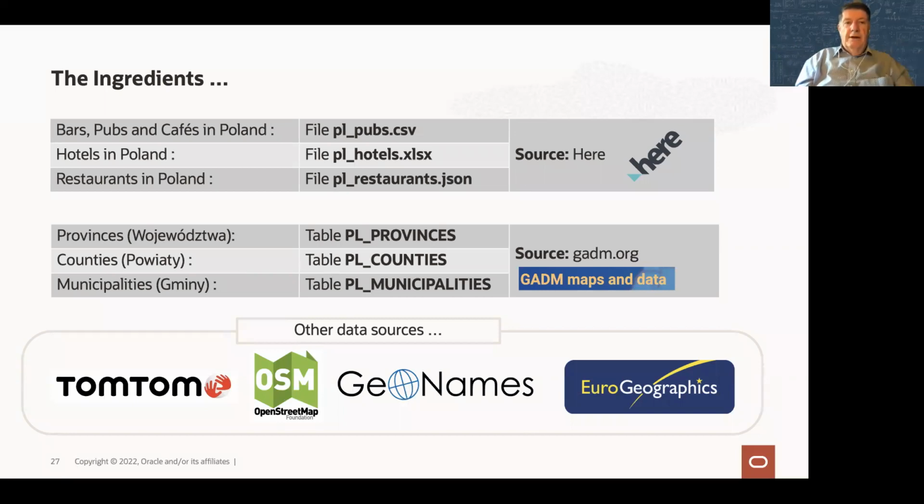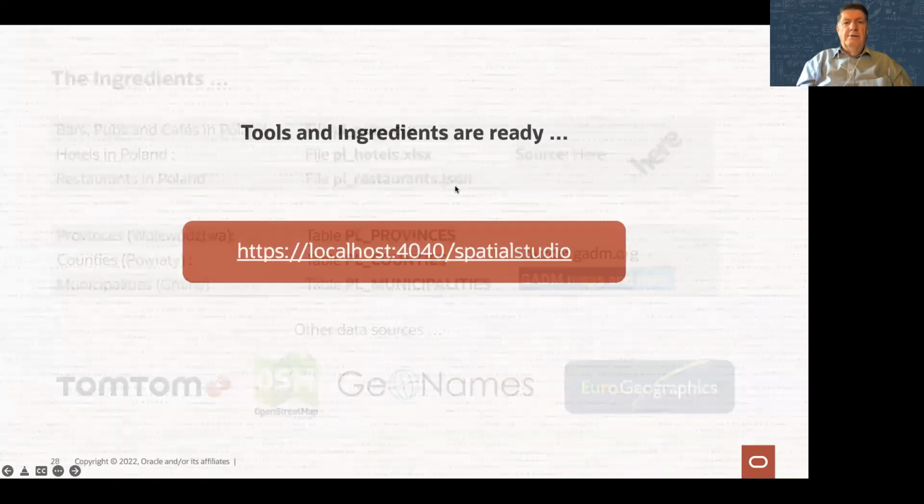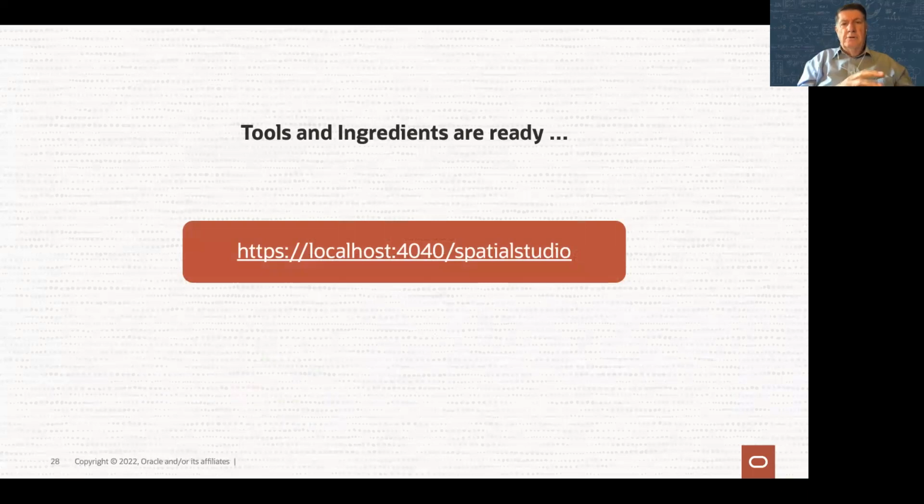All right. So we have the data. Notice we have some as CSV files, as spreadsheet, as JSON, and we can then use it. So now we have the tool, we have the ingredients, we can start cooking.